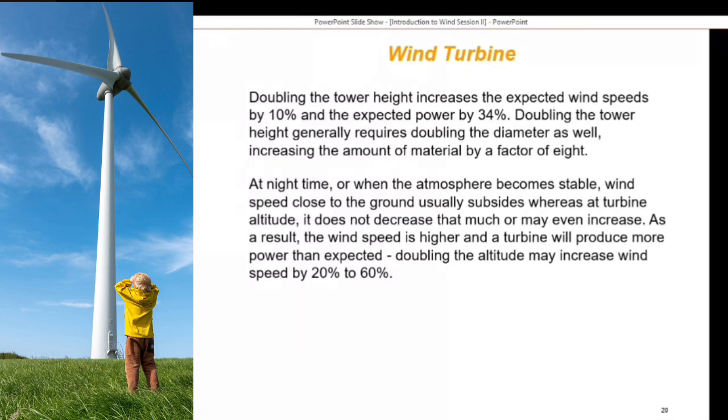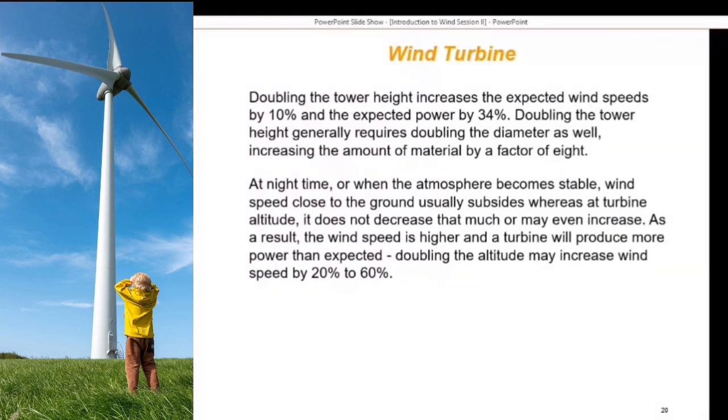By doubling the tower height, generally you require doubling the diameter, as well as increasing the amount of material by a factor of 8. Meaning that the more you increase the height of the tower, the more you increase materials, the more you invest. And if you invest more, the cost of energy also increases.